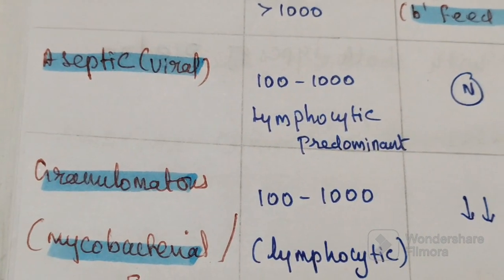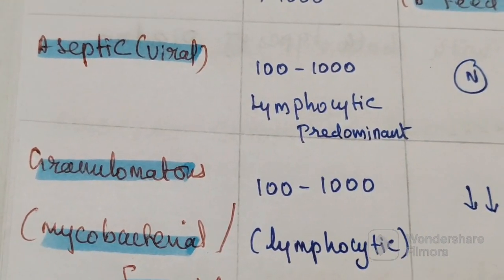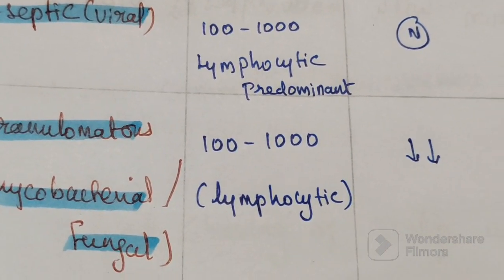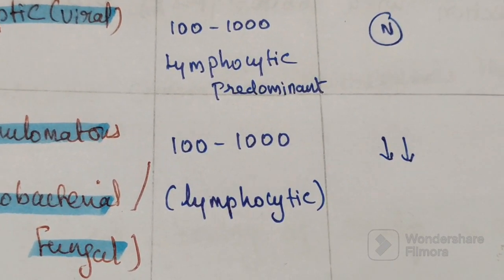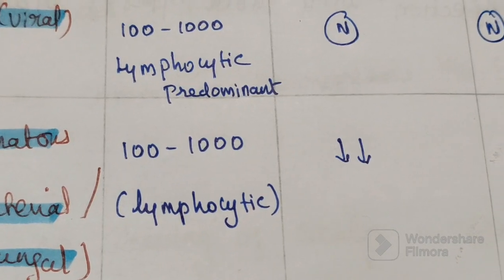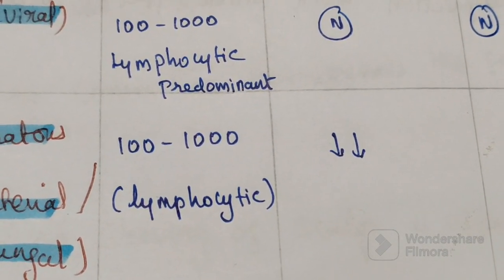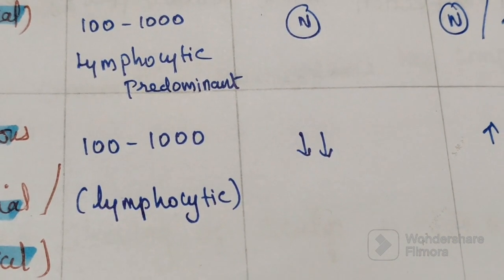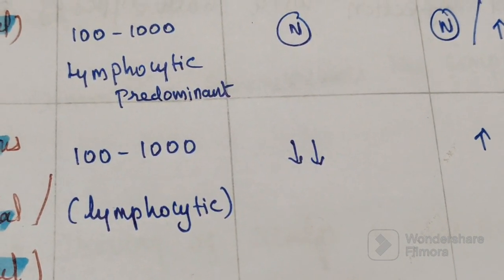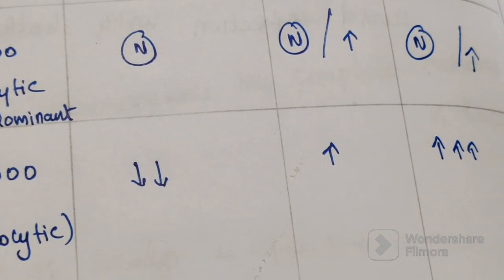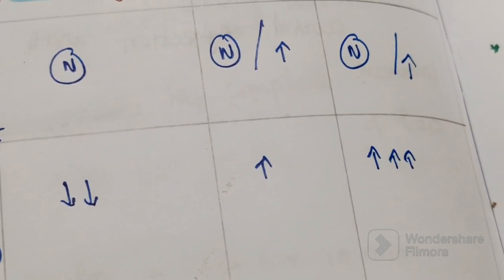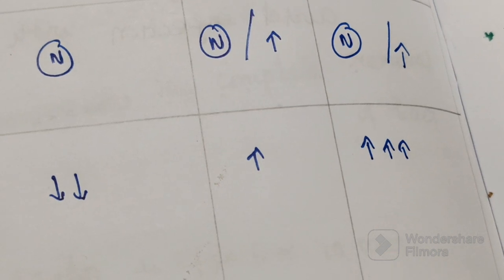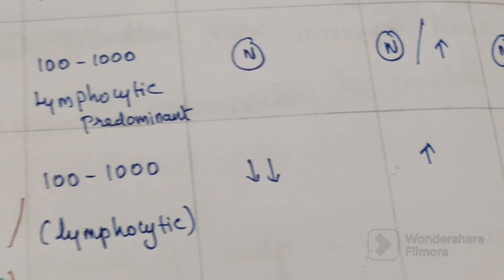Next, coming to granulomatous meningitis, here also cells will be 100 to 1000. It is lymphocytic predominant. How to differentiate, we'll discuss in the next step. Here glucose will be decreased, protein will be increased, and opening pressure will be very high during lumbar puncture.